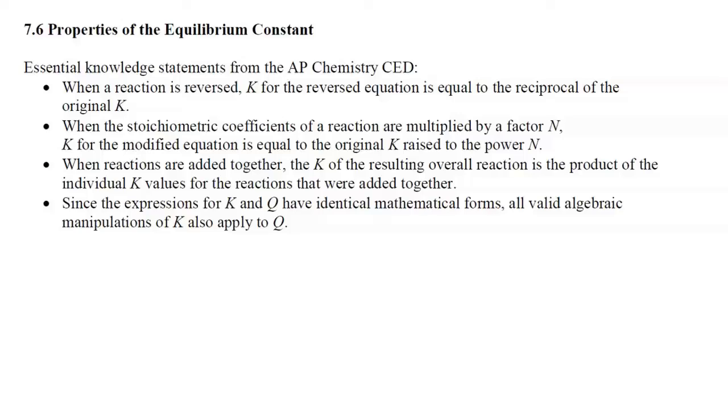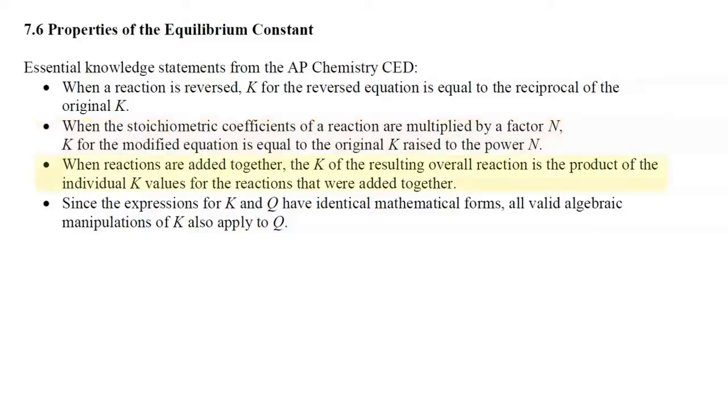Topic 7.6, Properties of the Equilibrium Constant. Here are some essential knowledge statements from the AP Chemistry course and exam description. The letter K refers to the value of the equilibrium constant. When a reaction is reversed, K for the reversed equation is equal to the reciprocal of the original K. When the stoichiometric coefficients of a reaction are multiplied by a factor, n, K for the modified equation is equal to the original K raised to the power n.